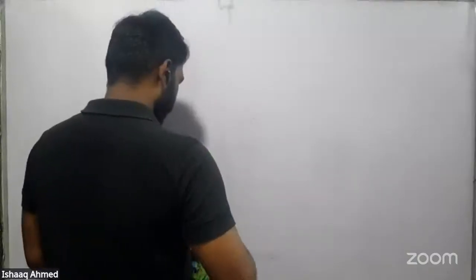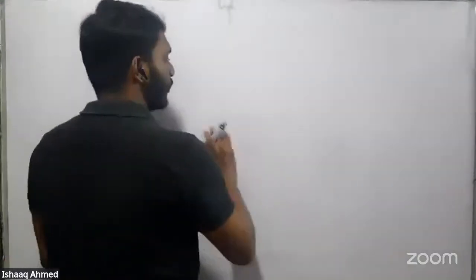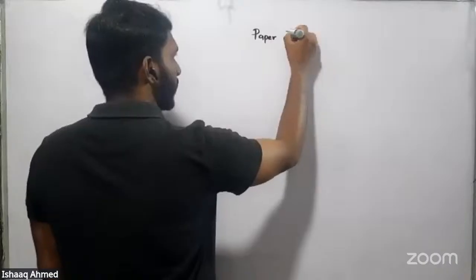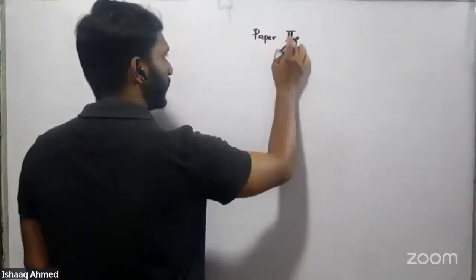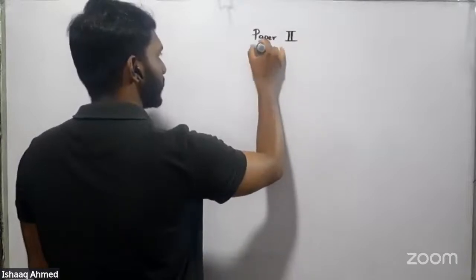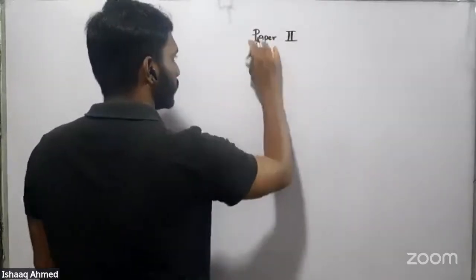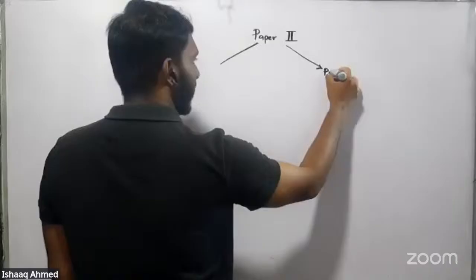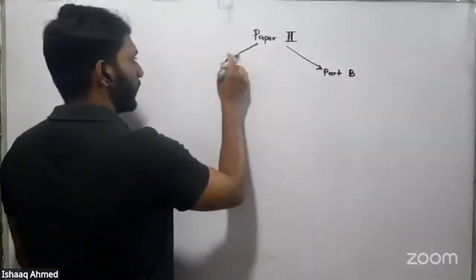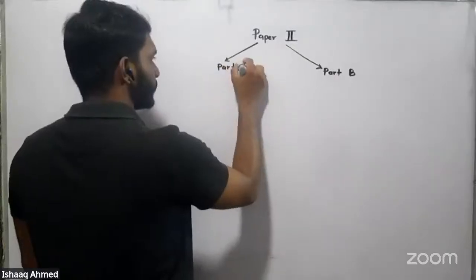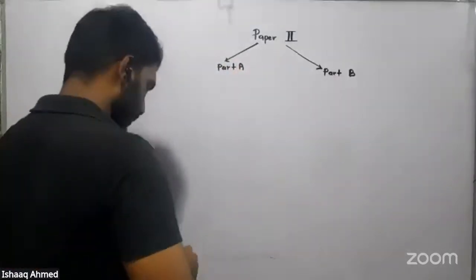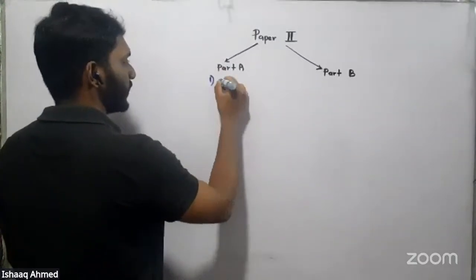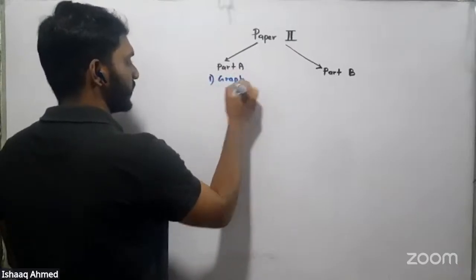Now, if you consider your paper 2, I will quickly give you the paper 2 structure. If you don't know it already, copy it down. If you knew it, then it's fine. Just watch. It's divided into two parts, part A and part B. Now there are 6 questions in part A. The order is not fixed.